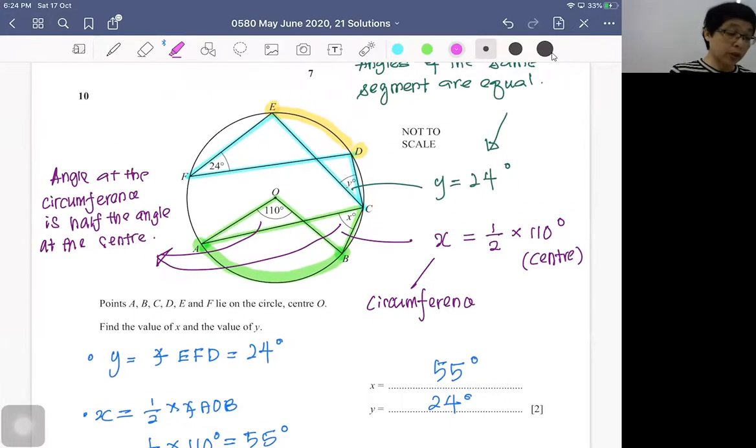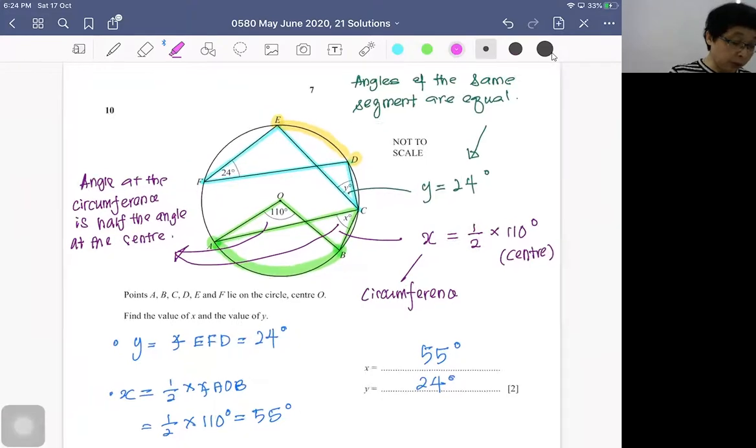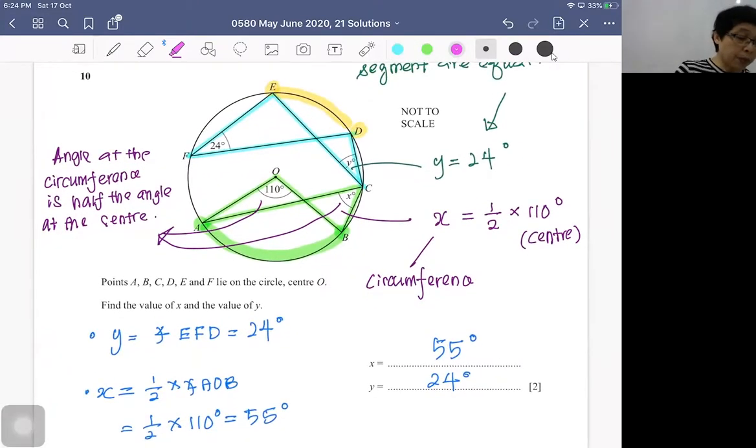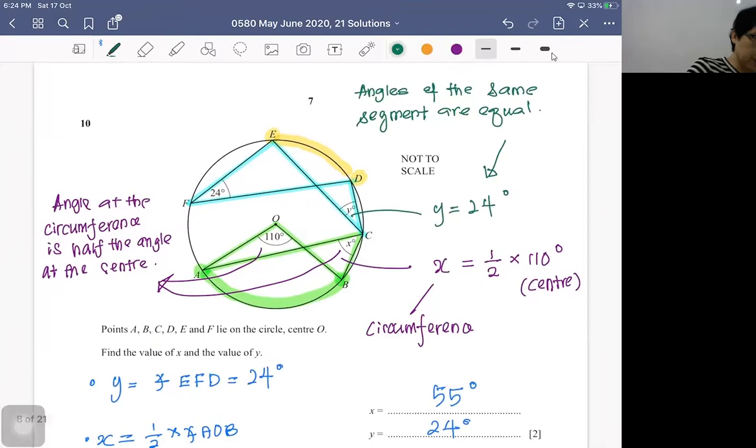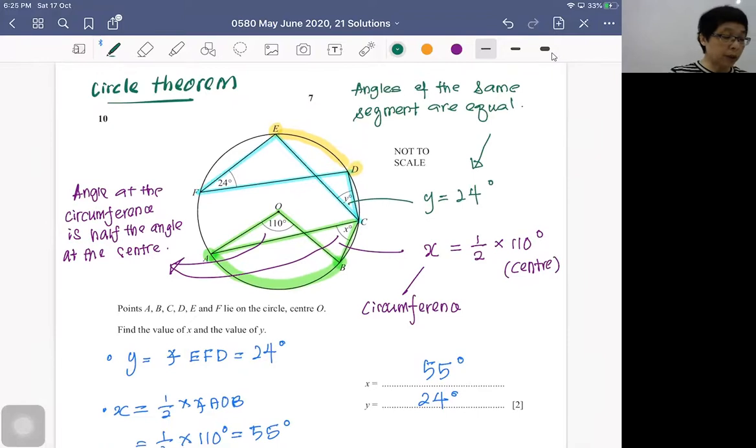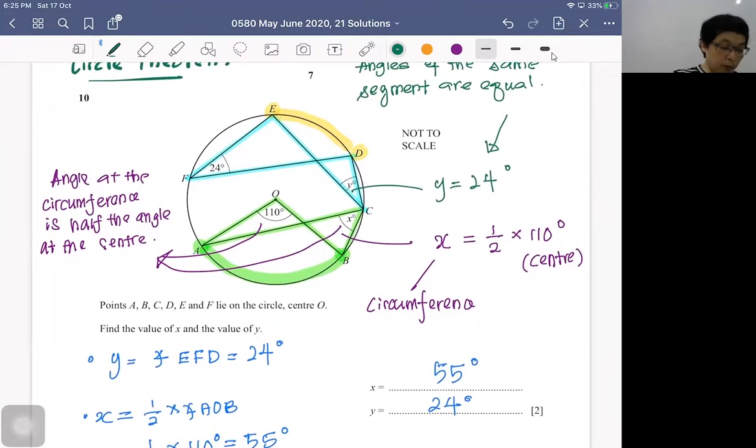Now we come to the last question of our part 2 video. This is under the topic of circle theorem. Let's put in there, circle theorem. If you want to do revision, just type in circle theorem or go to your textbook and look up circle theorem. Now read the question. Points A, B, C, D, E, and F lie on the circle, center O. Find the value of x and the value of y.